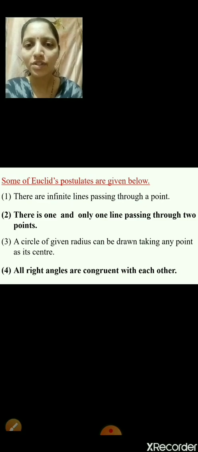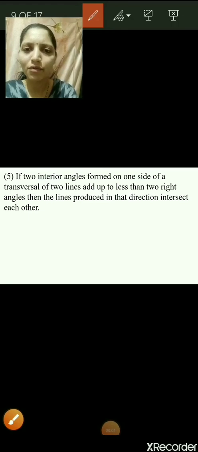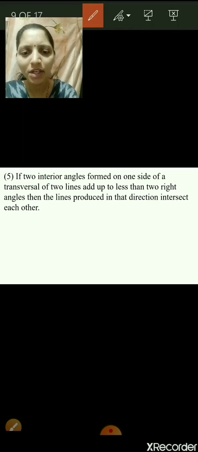The fourth postulate is all right angles are congruent with each other. That means we know that all 90-degree angles are congruent with each other. Now see the fifth postulate. If two interior angles formed on one side of a transversal of two lines add up to less than two right angles, then the lines produced in that direction intersect each other. Now what does this mean?